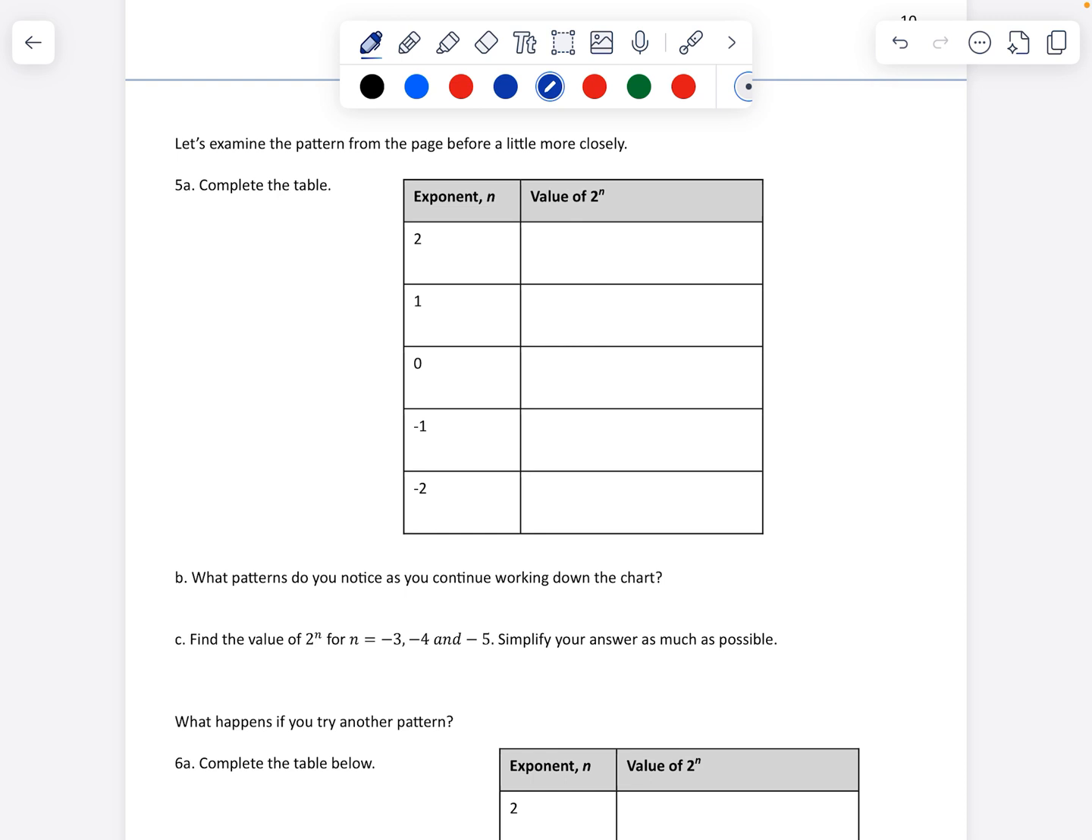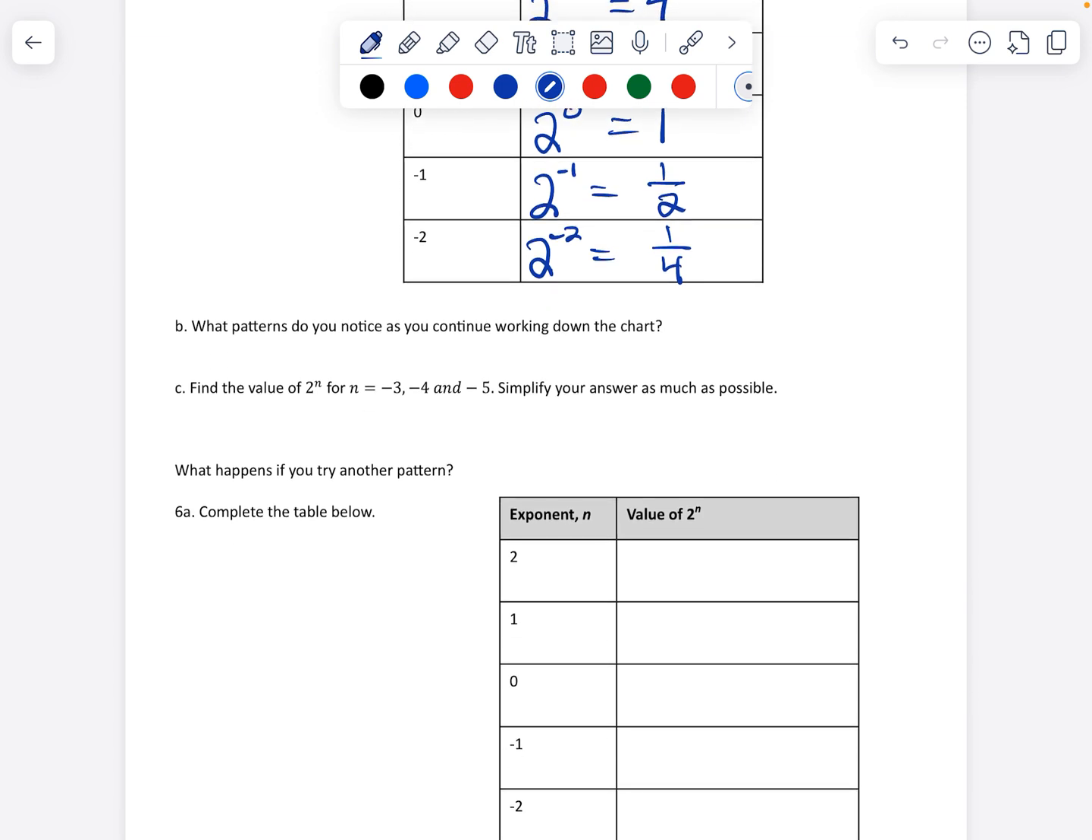We're going to look at that pattern. Exponent of n. So 2 squared equals 4. 2 to the first equals 2. 2 to the 0 equals 1. So if I was to keep this going, what would our next one be? Well, they're cutting in half. So 1/2. 2 to the negative 2 would be 1/4. So what do you notice? It cuts in half here. So if I was to do 2 to the negative 3, that would be 1/8, 1/16, and 1/32.